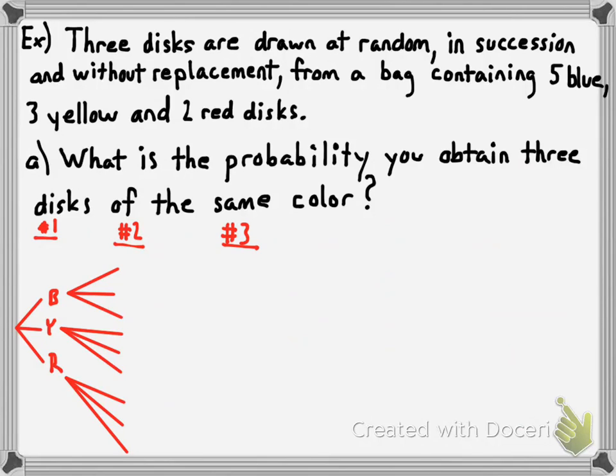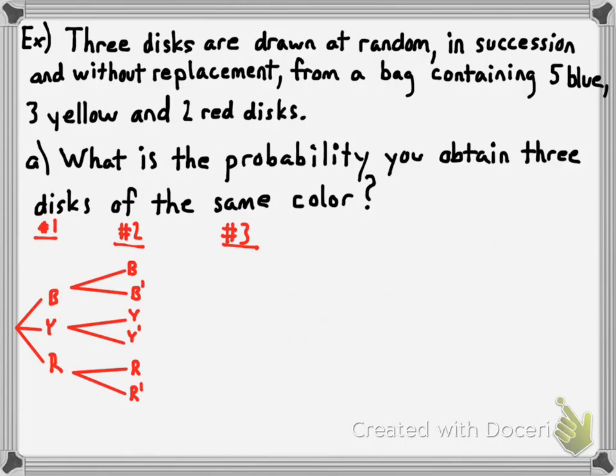But look at what we care about. We care about whether we obtain 3 discs of the same color. So once we get a blue disc, all we care about is do we get a blue or not a blue the second time. So I can actually just make it so that there's 2 outcomes on the second draw and 2 outcomes on the third draw, honestly. See how that's working for the second disc? If we got a blue the first time, did we get a blue or not the second time? If we got a yellow the first time, did we get a yellow or not the second time? And so forth.